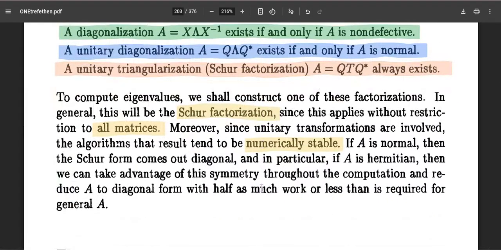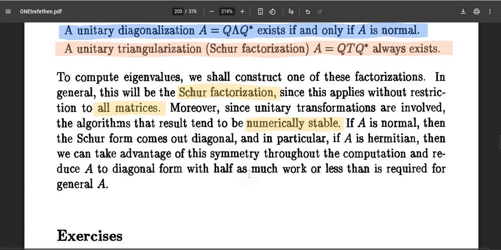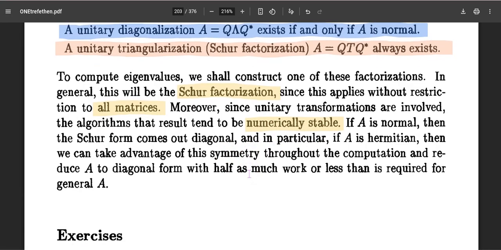So most likely eigenvalues are computed using the third kind, which doesn't have any particular conditions for the matrix to satisfy. Moreover, since it's a unitary transformation, the algorithms to compute eigenvalues using Schur factorization are mostly numerically stable. Hopefully we'll see the details of the algorithmic setup to compute eigenvalues in the next lecture.